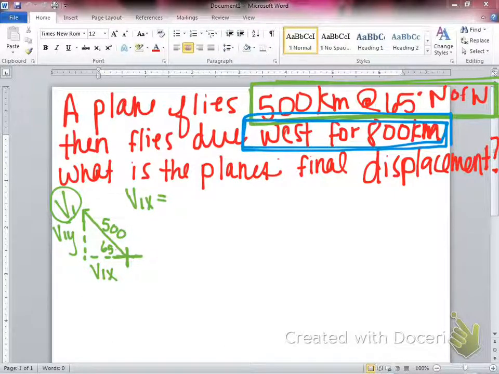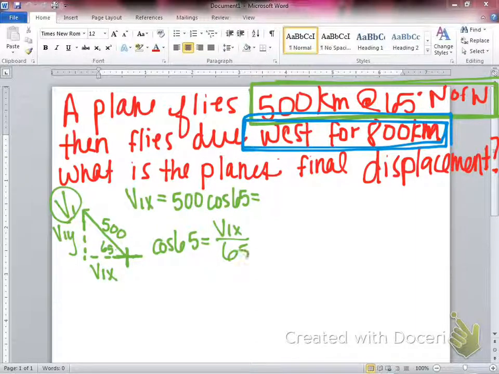V sub 1x, I'm going to take my hypotenuse times sine or cosine? Cosine, good. Okay, and this is just another version of writing this. Cosine of 65 equals V sub 1x over 500. All I'm doing is moving the 500 to the other side and writing a shortened version up here. Okay, does that notation make sense to everybody like this? Okay.